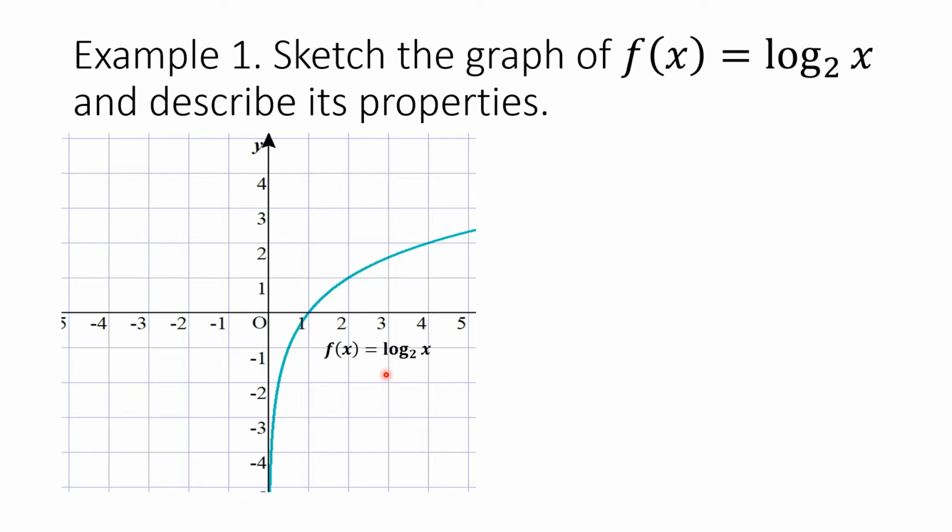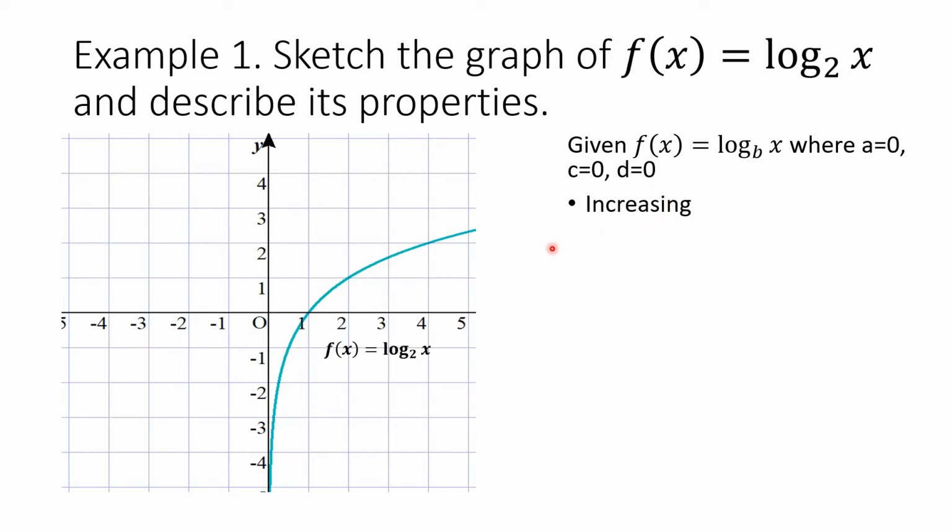So let us now describe the properties of the graph of this function. Given f of x in the form f of x equals logarithm of x to the base b, where a is equal to 1, c equals 0, and d equals 0, the graph for sure is increasing. It is increasing from left to right. The domain, or the set of x values, is the set of positive real numbers. X cannot be 0 or any negative number, so it can only be positive. That can be seen from the graph. The x values of every point on this curve are all positive numbers. So the domain is the set of positive real numbers.